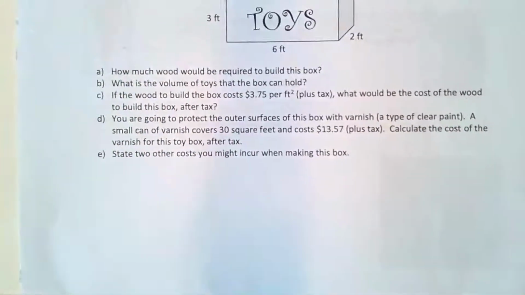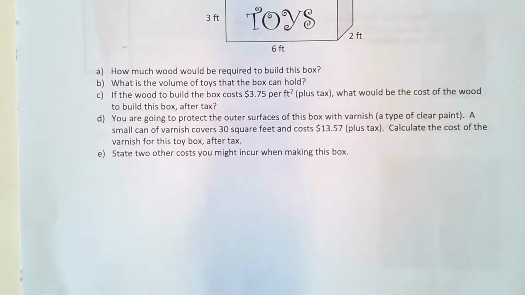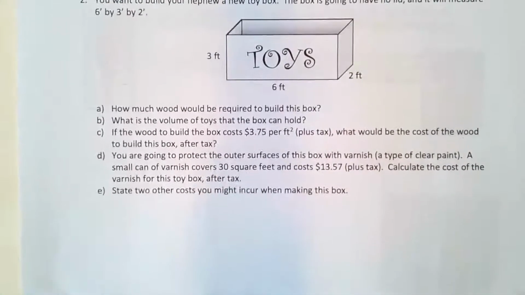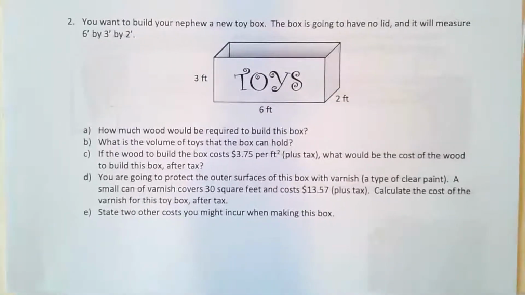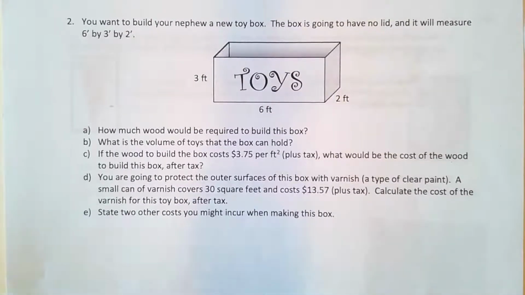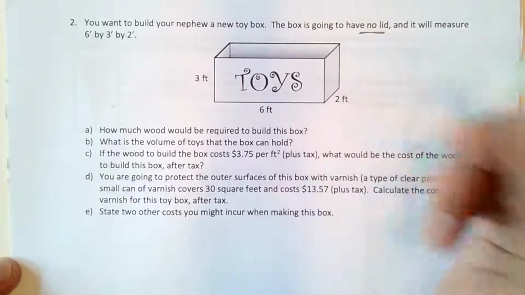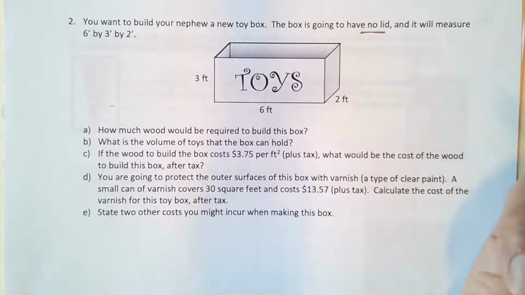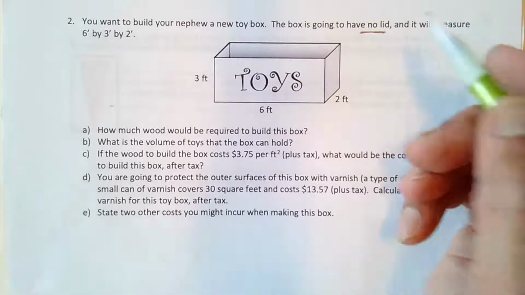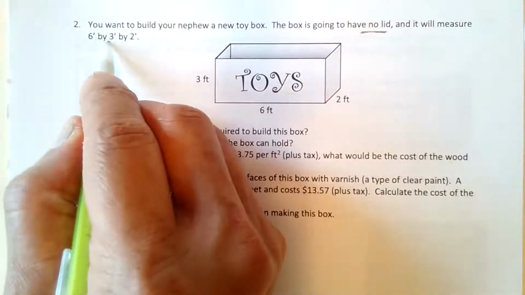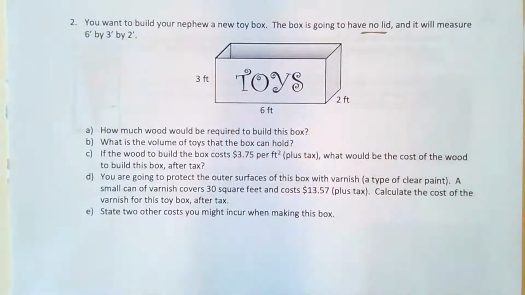The next question, 2. You want to build your nephew a new toy box. The box is going to have no lid, and it will measure 6 inches by 3 inches by 2 inches. And here's an illustration of it.